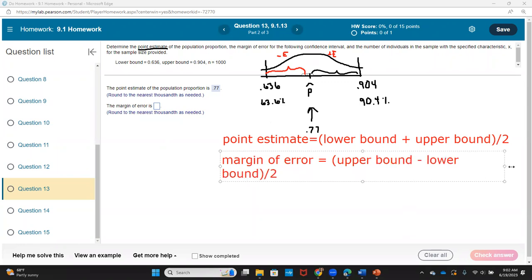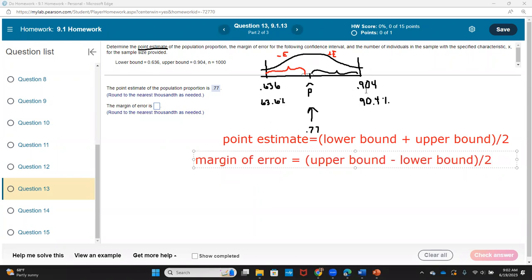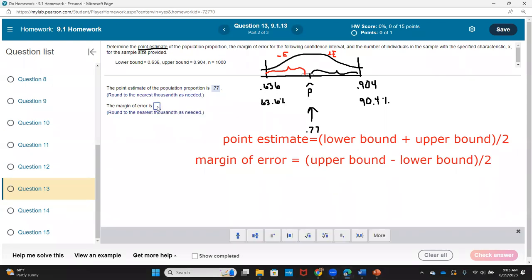There are a few different ways you could come about this. You could also just say 0.904 minus 0.77, right? Or you could take 0.77 minus 0.636. That would all get you the same thing. Or you could use the formula where you take 0.904 minus 0.636, push enter, and then divide by 2. And the margin of error is 0.134. Okay, so hopefully that makes sense.